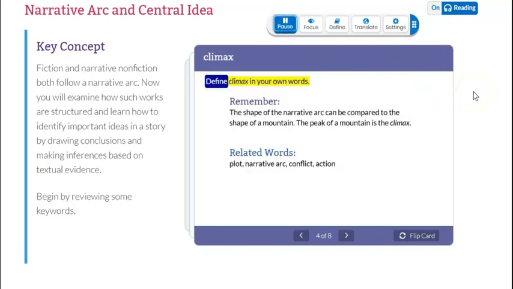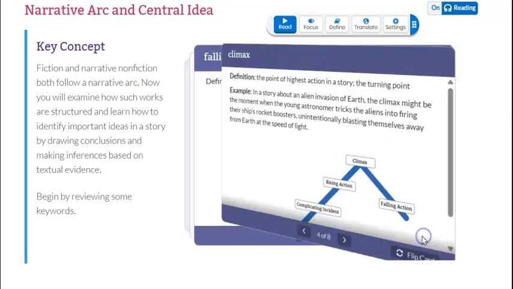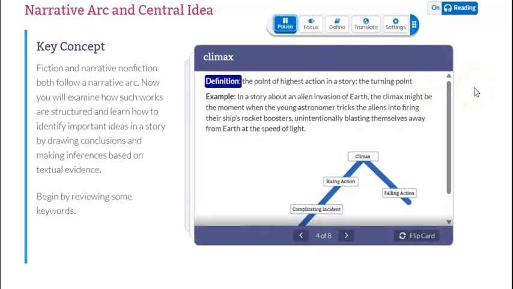Climax. Define climax in your own words. Remember, the shape of the narrative arc can be compared to the shape of a mountain. The peak of a mountain is the climax. Related words: plot, narrative arc, conflict, action. Definition: the point of highest action in a story, the turning point.